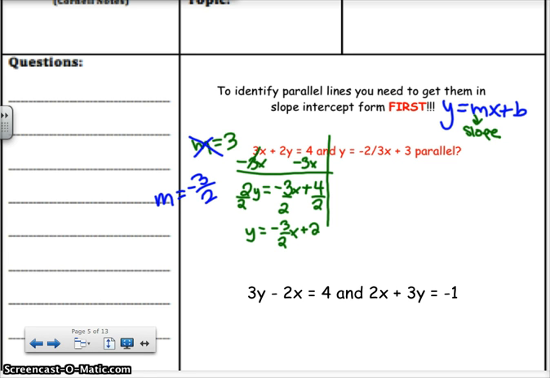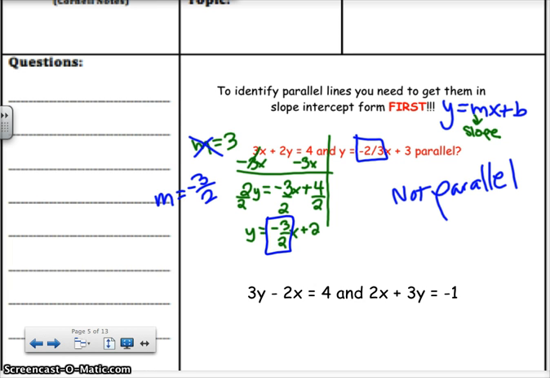Do you see? So you have to have y alone before you identify slope. Say it. Have to have y alone before identifying slope. Hey, my slope is alone here. 2/3. Negative 3/2. Are they parallel? Are they the same? Not parallel. They are not the same slope. Again, that's our goal. We want the same slope.